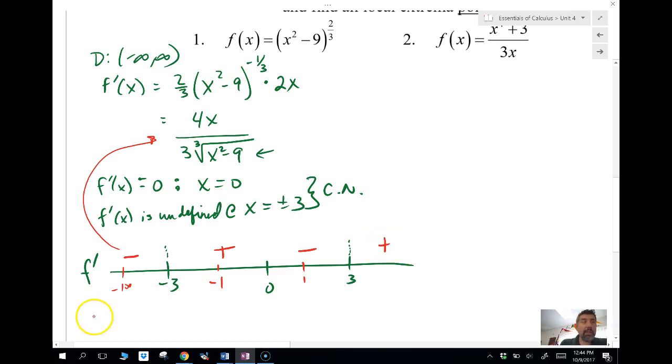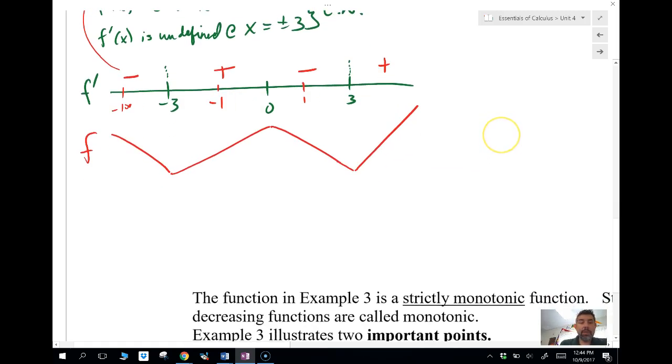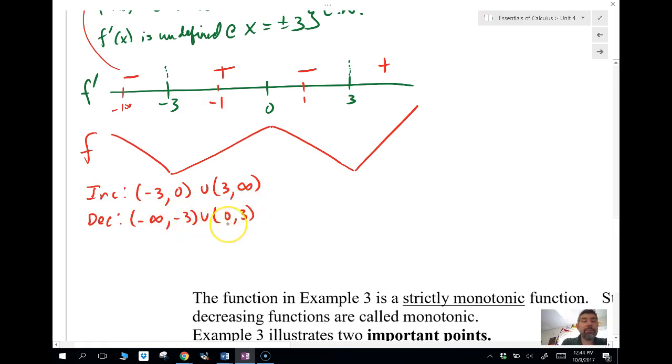So what does this tell me? That tells me on my original function f, I'm going to decrease, and then it's going to increase, decrease again, and then increase there. So now I know the intervals in which it increases and decreases. I'm going to say it increases from -3 to 0, and then again from 3 to infinity. It's going to decrease from -infinity to -3, and then again from 0 to 3.